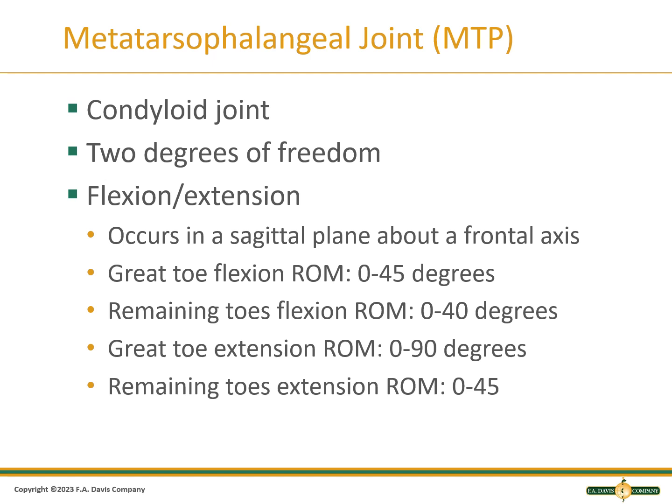Our MTPs are condyloid joints with 2 degrees of freedom, meaning they can flex and extend and abduct and adduct. Flexion and extension occurs in the sagittal plane about a frontal axis, with the great toe having 0 to 45 degrees and the rest of them having 0 to 40 degrees. Extension is 0 to 90 degrees at the great toe and 0 to 45 degrees at the rest of your toes. And I think most everybody should be able to see that on their own feet.